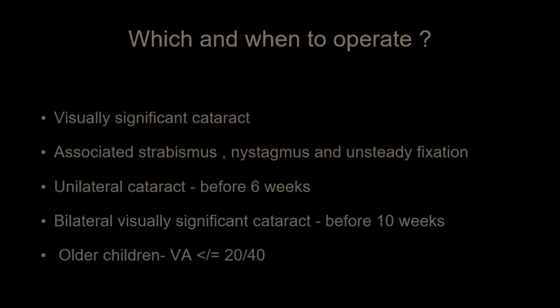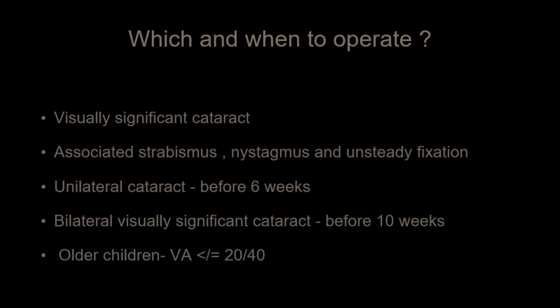So, which cataracts do we operate on and when do we operate on them? We operate on the visually significant cataracts as the development of the immature visual system is profoundly affected by vision deprivation. And if it's long standing, then the changes may be irreversible. Also, if it is associated with strabismus, nystagmus, and unsteady fixation.